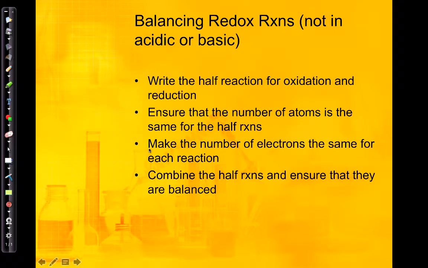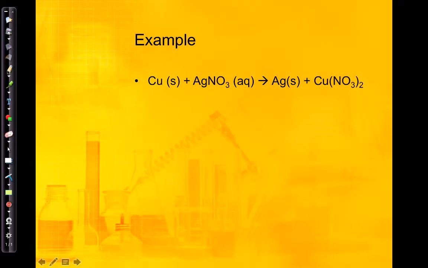So the number of electrons has to be the same. The number of electrons lost has to equal the number of electrons gained. So if you need to, you multiply one or both of the equations to make those numbers equal. Then you just simply combine them. So let's look at what that looks like.